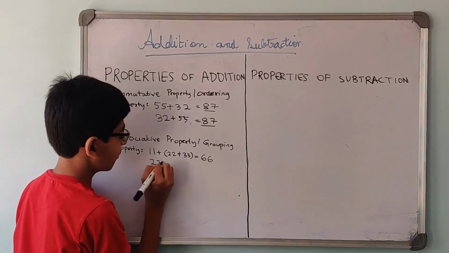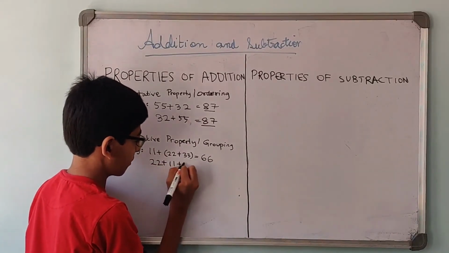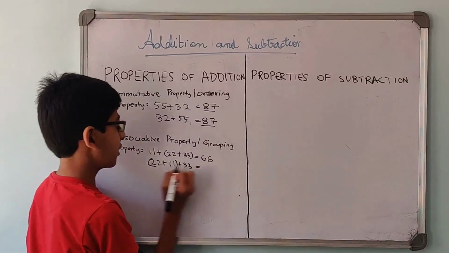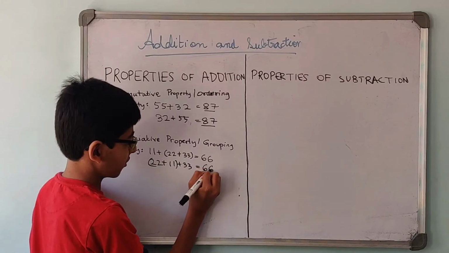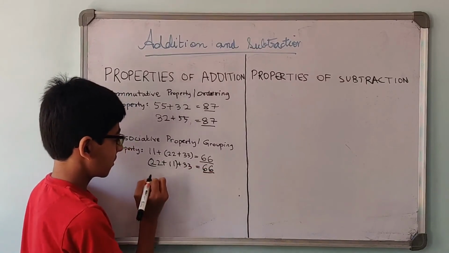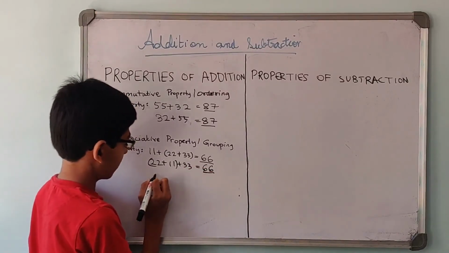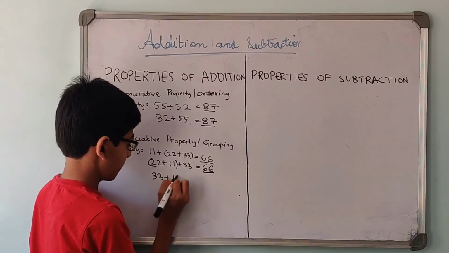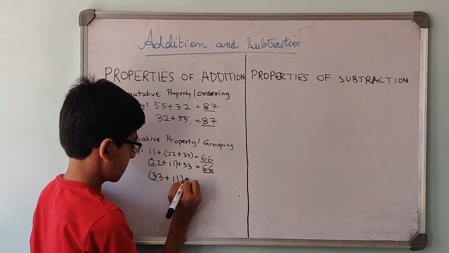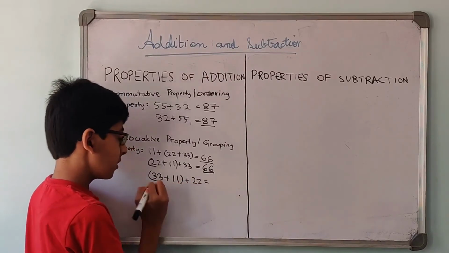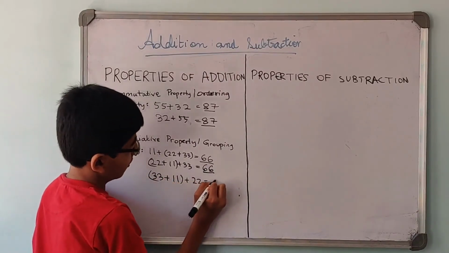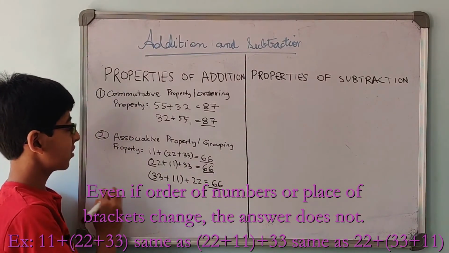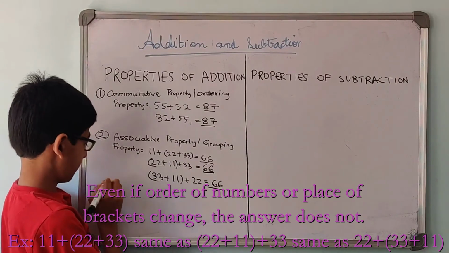In the same way, if we change the order of the numbers or the brackets, the answer is not going to change. 22 plus 11 is 33. 33 plus 33 is 66. We can write this in one more way. 33 plus 11 plus 22. 33 plus 11 is 44. 44 plus 22 also gives us 66. So this is our associative property.